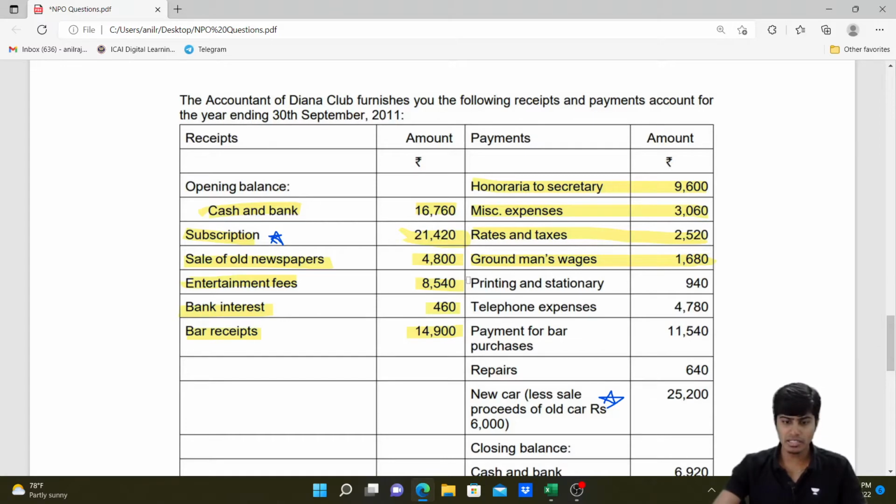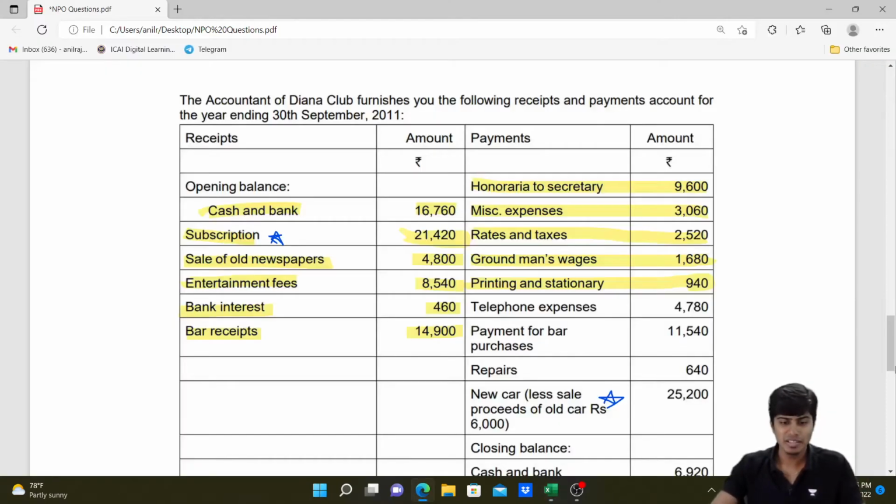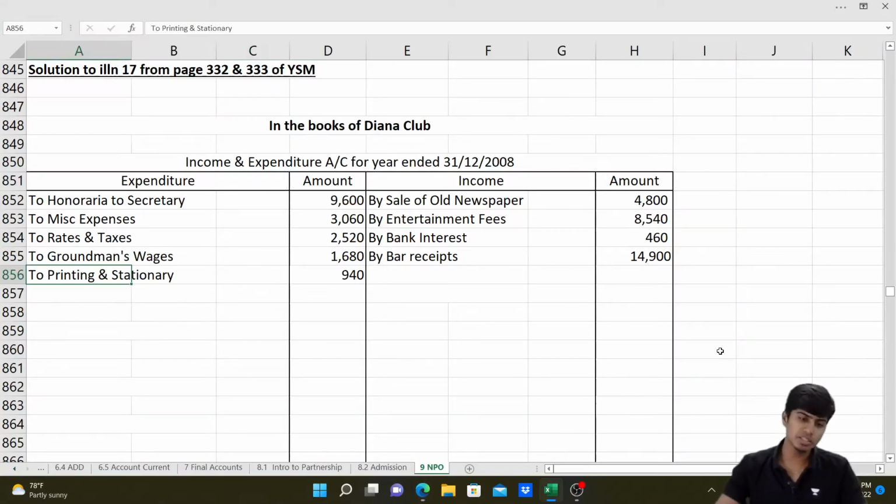What we have after that is printing and stationery 940. There's no adjustment, so I'll write on the expense side printing and stationery 940. Then we have telephone expenses 4,780. Let me write that on the expense side.